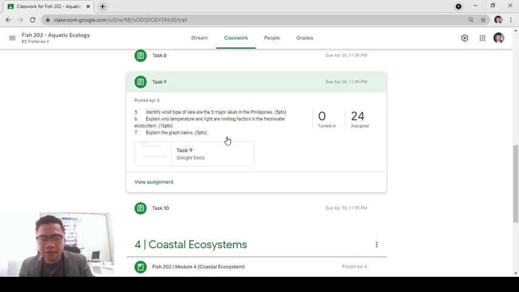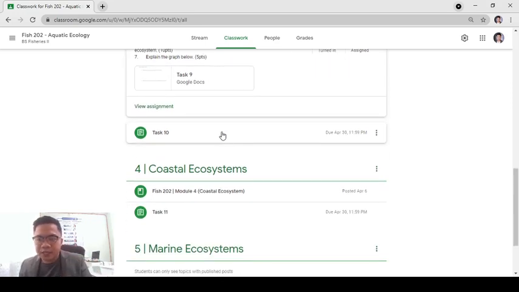Okay? And number 7, you're going to explain the graph. So, I have there a graph of the epilimnion, thermocline, or hypolimnion. So, those three layers, you will explain why the temperature distribution in each layer is different. Okay? So, explain. That is your task 9.